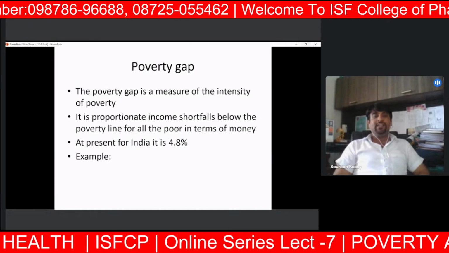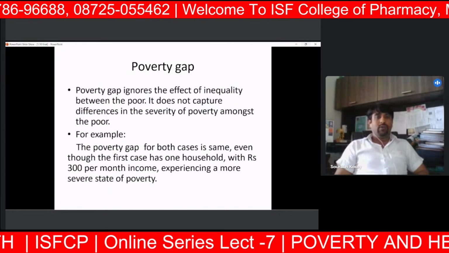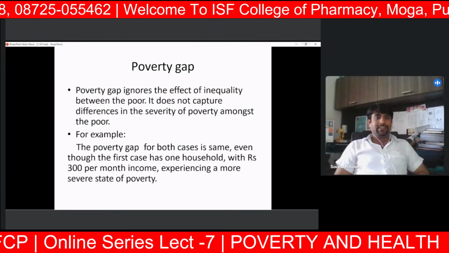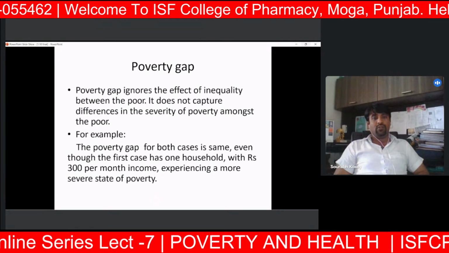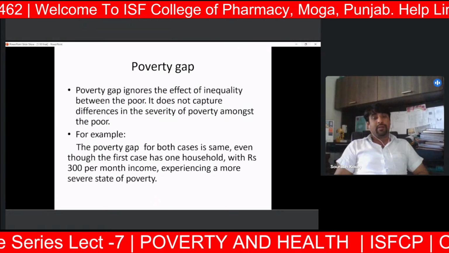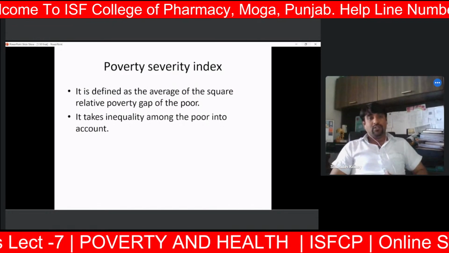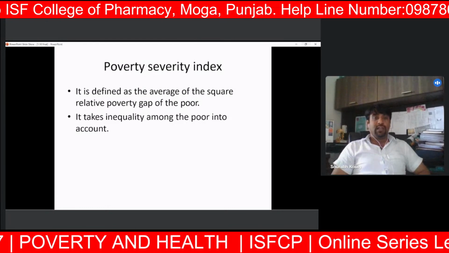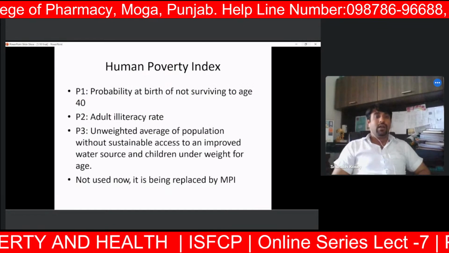Disproportionate income shortfalls below the poverty line for all the poor in terms of money. At present, India is at 4.8 percent, and the poverty gap ignores the effect of inequality. For example, the poverty gap for both cases is the same, even though in the first case one household with 300 rupees income per month is experiencing a more severe state of poverty. The poverty severity index is defined as the average of the squared relative poverty gap of the poor. It takes inequality among the poor into account.